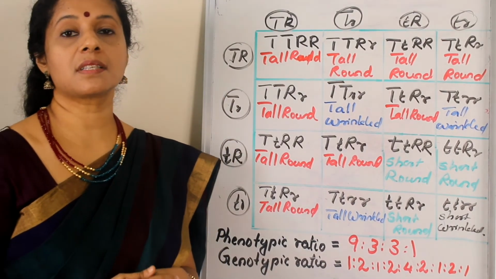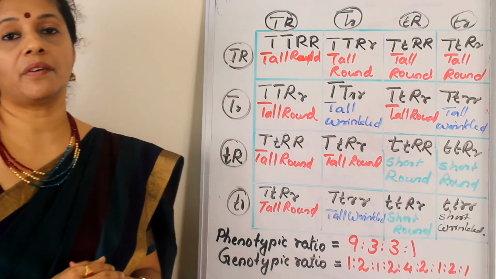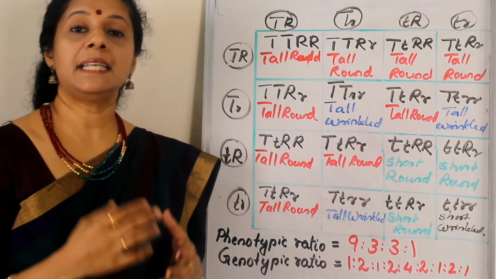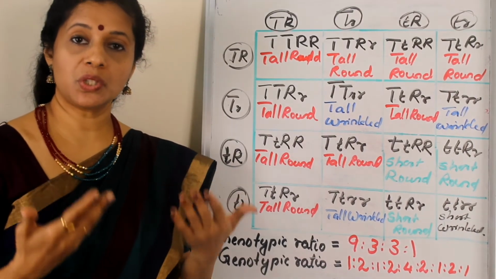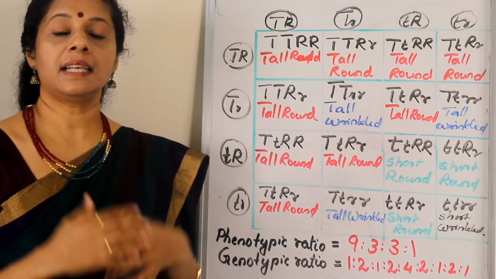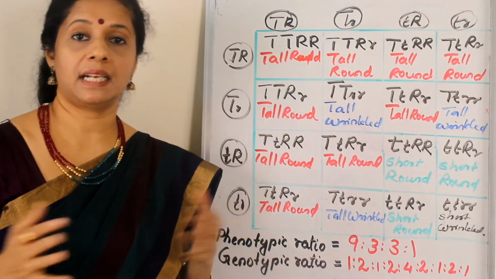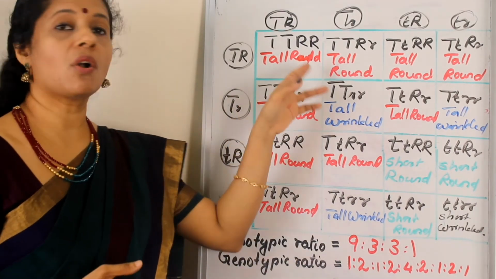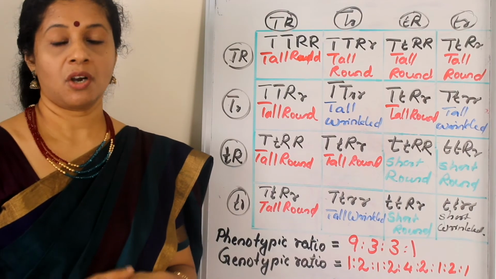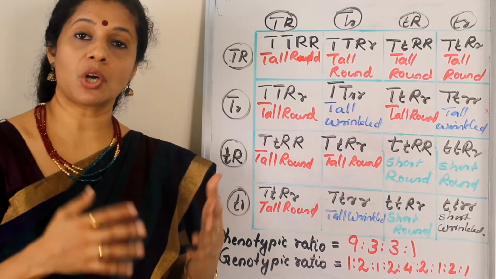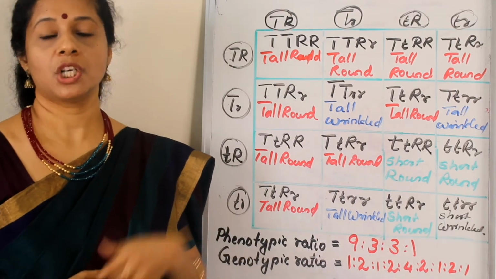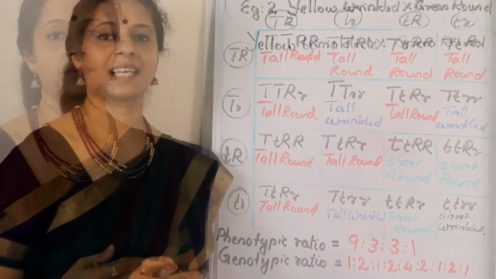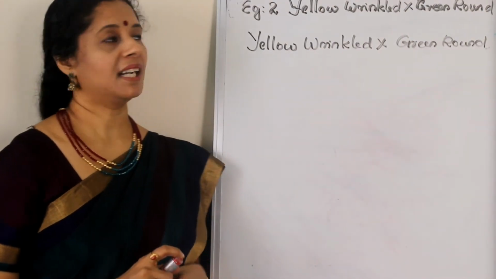So based on this, Mendel proposed his third law of genetics, that is independent assortment. He told when more than 2 genes are there, then each one can assort independently. It's not that always tall should be with round, or that always the short should be with the wrinkled. No, tall can be wrinkled also, short can be round also. Now let us see one more example.